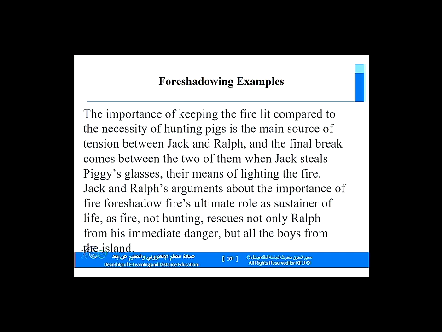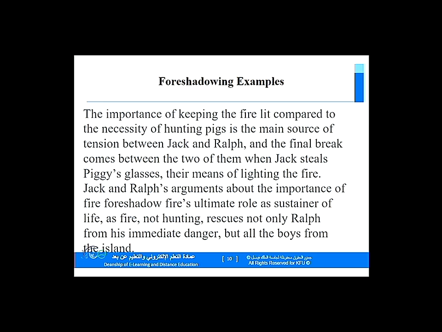The importance of keeping the fire lit compared to the necessity of hunting pigs is the main source of tension between Jack and Ralph, and the final break comes between the two of them when Jack steals Piggy's glasses, their means of lighting the fire. So when Jack steals Piggy's glasses, Ralph and his team cannot start a fire anymore. And we said fire is the most important thing on the island.